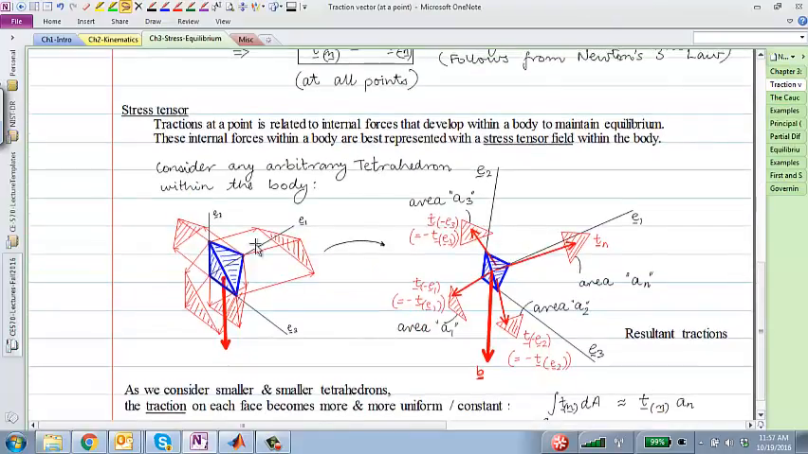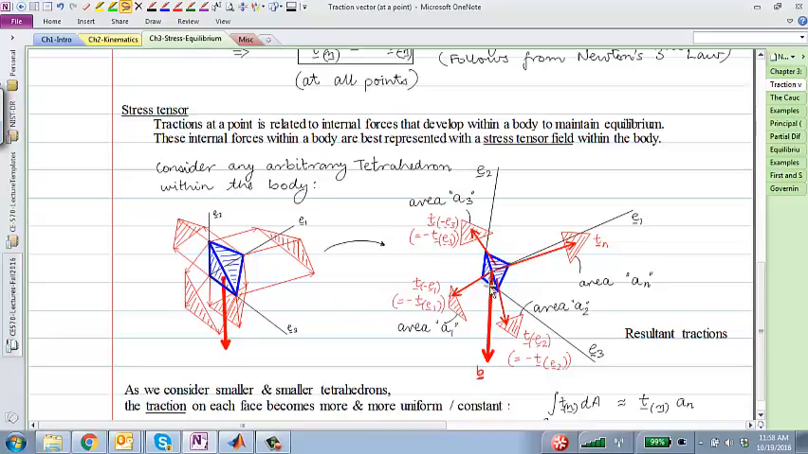So what we are doing is, in the neighborhood of that point, as the edges of this tetrahedron go to 0 in the limit, just like I mentioned, we can replace these distributed forces with equivalent constant tractions acting on each of the four faces. So what does that mean?